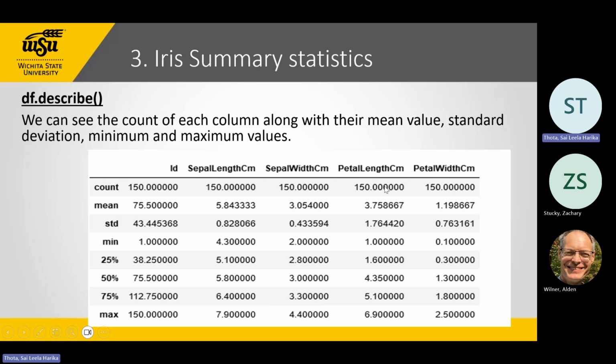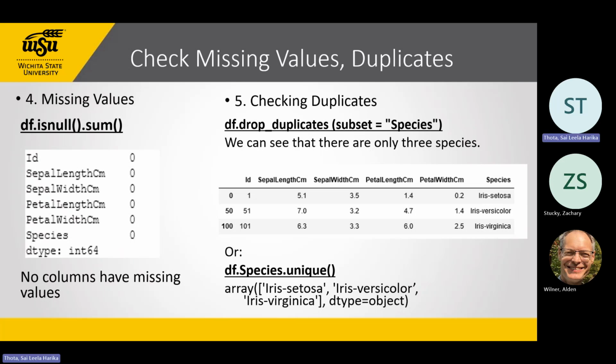If you observe the df.describe for the iris data set, we can see the mean, the standard deviation, the minimum values, and this is the 25th percentile. We can consider it as Q1, the 50th percentile is the median, and the 75th is Q3. By using Q1 and Q3, you can calculate the outliers and the maximum value. So df.describe will give you all this information.